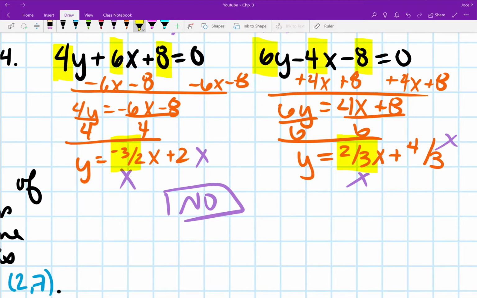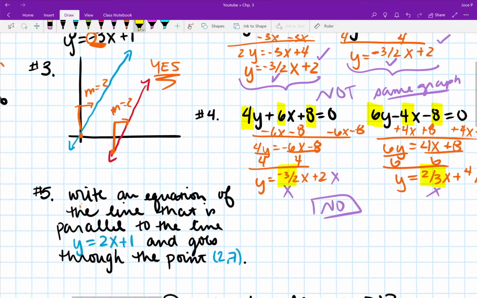Remember, we have the option of parallel, meet at infinitely many points, or no solution, or one solution. And one of the special one solution cases are perpendicular lines. So we'll talk about that next.